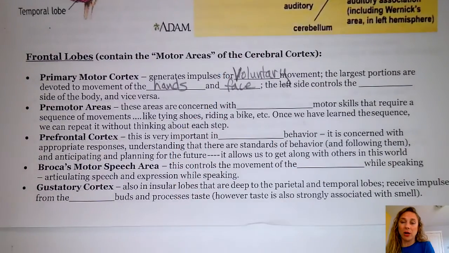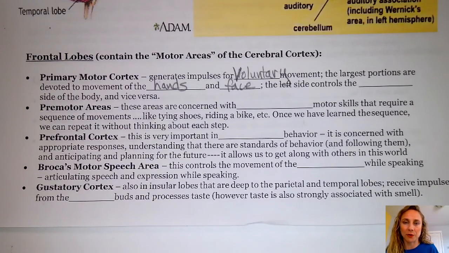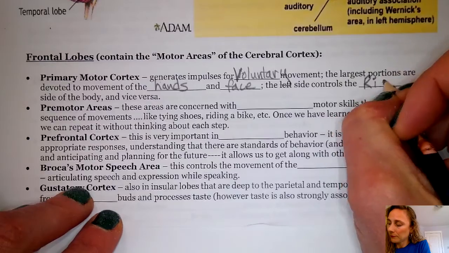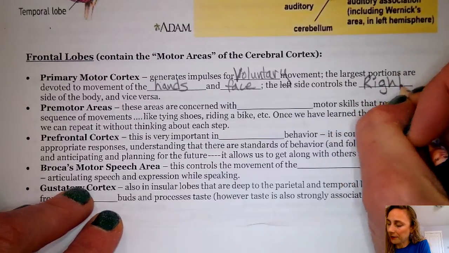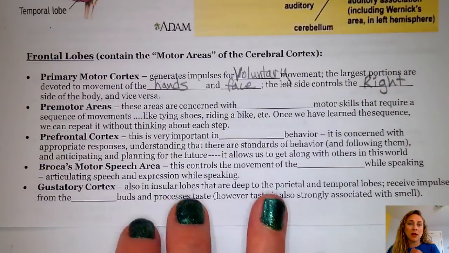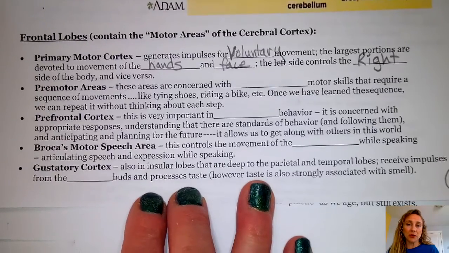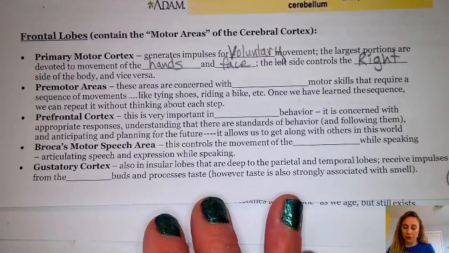Right? Because we have a lot of small, fine motor movement and lots of inflection in your face, and that's important for communicating and what makes us human also. The left side controls the right side of the body and vice versa. Okay. Premotor areas, these areas are concerned with learned motor skills.